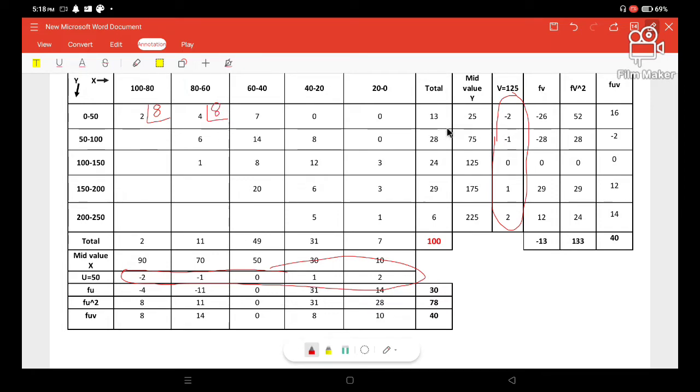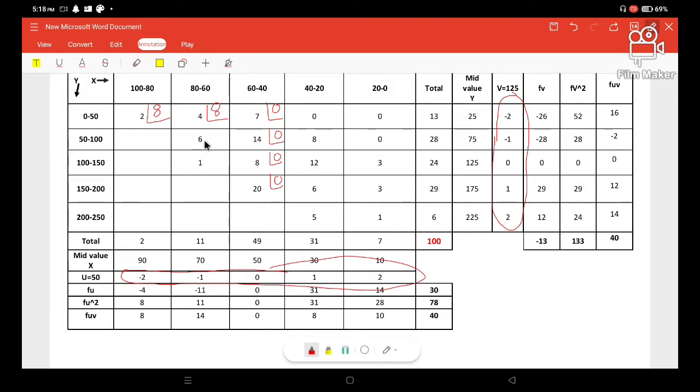Third one, 7 into 2, which is minus 14, but into 0 it will be 0. So we can put all this vertical part as 0 here, because anything which we multiply with 0 will be 0. Over here the frequencies are 0, so there is no need to make multiplication.